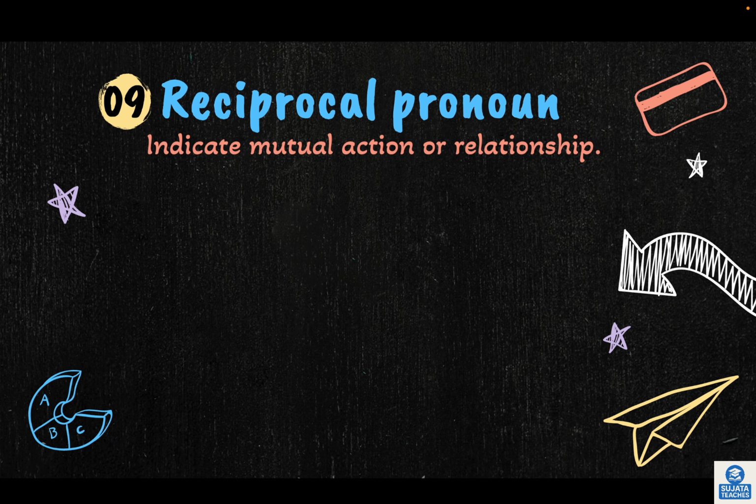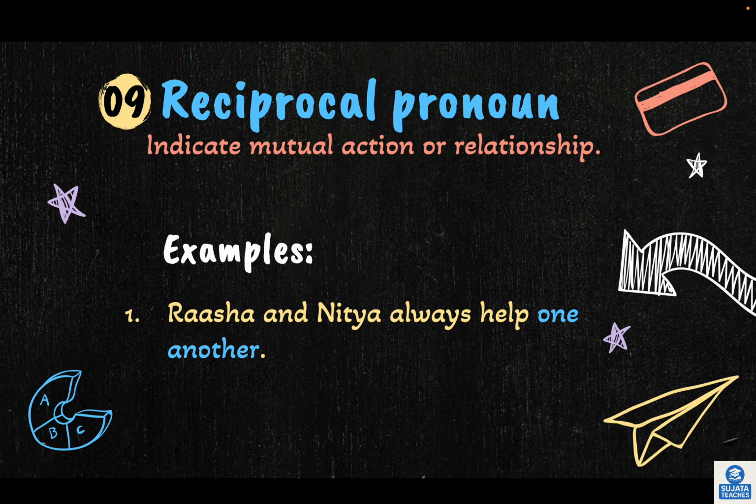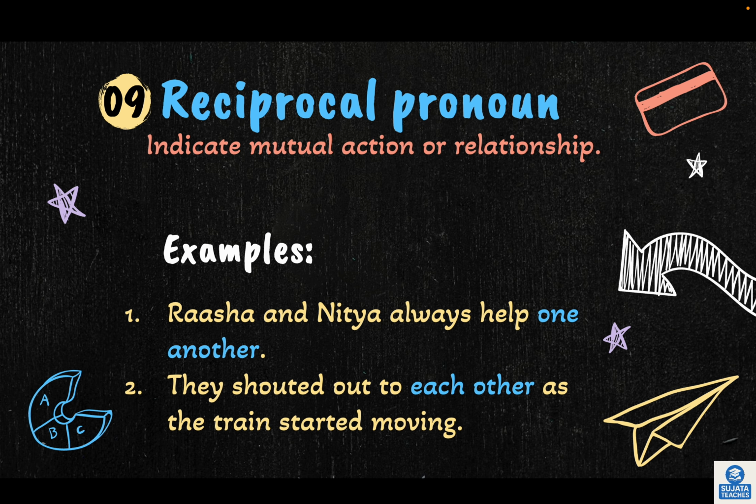Reciprocal pronoun indicates mutual action or relationship. Examples: Rasha and Nitya always help one another. So the words one another show their mutual action or relationship between them. So it is a reciprocal pronoun. Second example, they shouted out to each other as the train started moving. So the words each other also show mutual action or relationship.